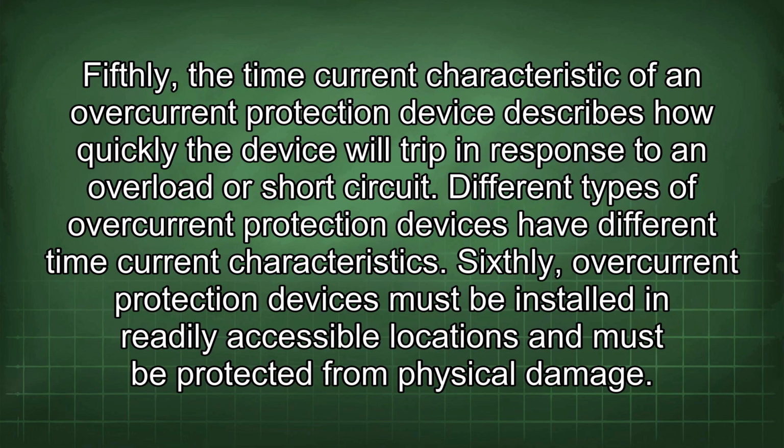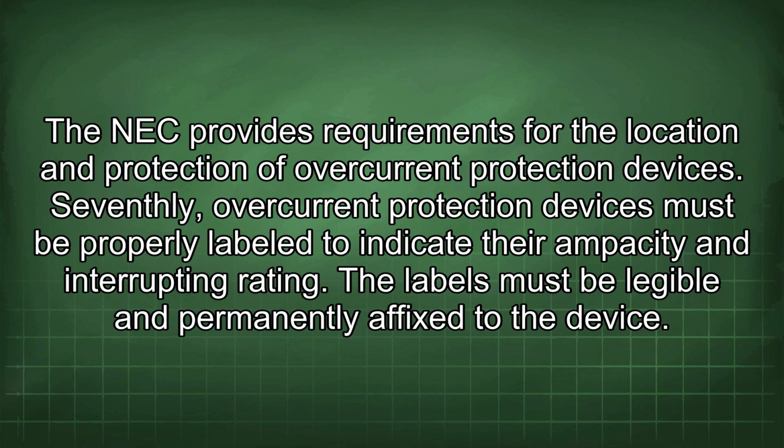Fifthly, the time current characteristic of an overcurrent protection device describes how quickly the device will trip in response to an overload or short circuit. Different types of overcurrent protection devices have different time current characteristics. Sixthly, overcurrent protection devices must be installed in readily accessible locations and must be protected from physical damage. The NEC provides requirements for the location and protection of overcurrent protection devices.